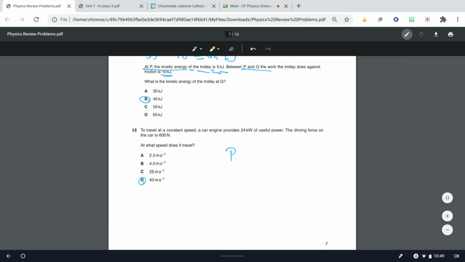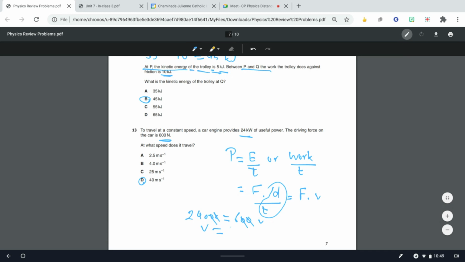Right? So power is what? Power was either energy divided by time or work divided by time, right? And what was work? Work was force times the distance, divided by time, and that would give you force times velocity if you took these two separately. So now you've got the force, you've got the total power. So 24,000 watts is equal to 600 V, or V is equal to 40 meters per second.